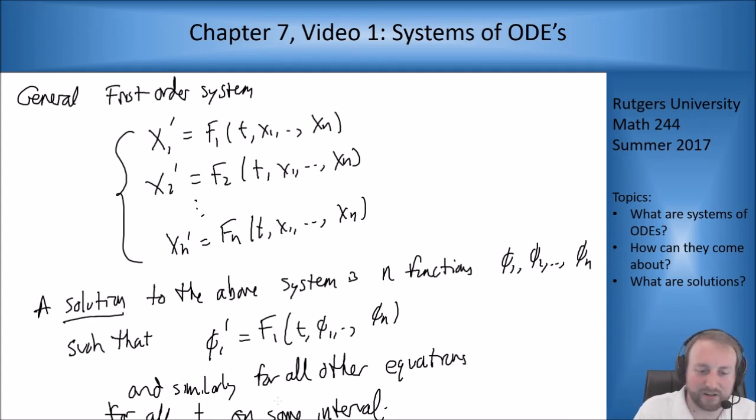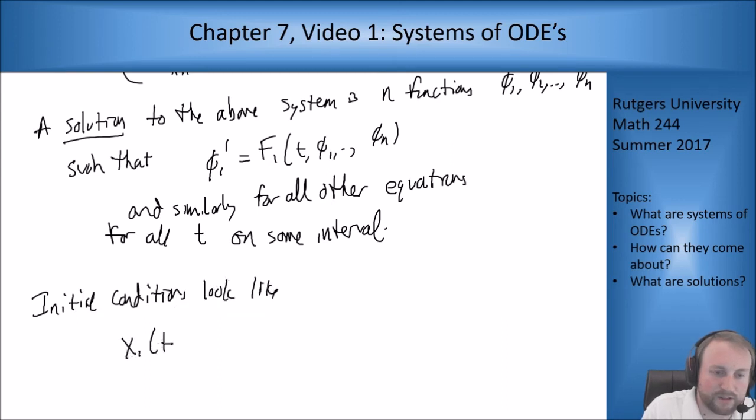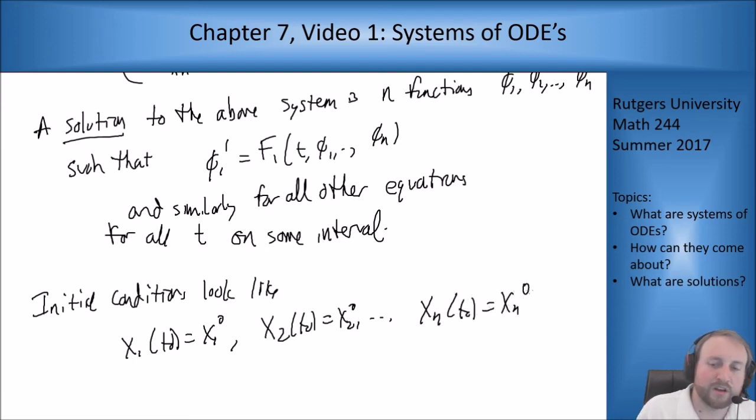And initial conditions are given in the following form. Initial conditions look like x1 of t0 equals x10, x2 of t0 equals x20, up through xn of t0 equals xn0. So for initial conditions, we specify all the functions' values at one point, as generally we always do for these. For second order equations, in chapter 3, we specified a function and its derivative at the point. Here we need to specify n conditions as well, but it's just all the values of the n functions at a certain point.